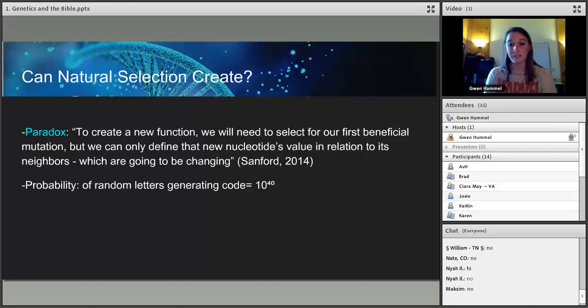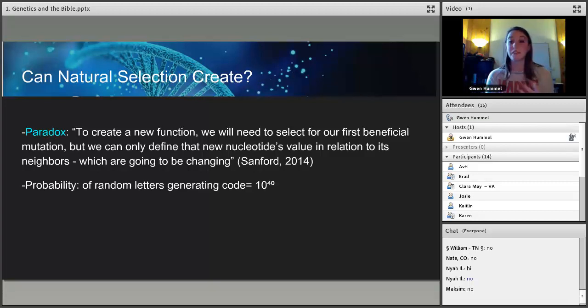So the ultimate question here is, can natural selection create it all? This is the big question of the day. When we're looking at genetics, we want to see if mutations can ever provide a new species. And we run into this paradox when we're looking at where genes even came from in the first place. So in order to create a function at all, a new function, we would need to select for our first beneficial mutation. Remember, this isn't just a string of proteins that randomly happened in the ocean.